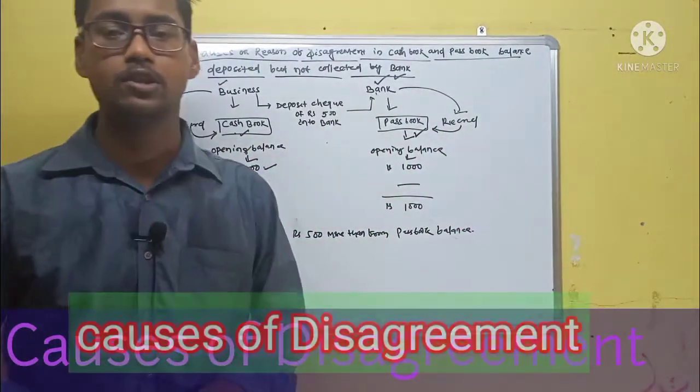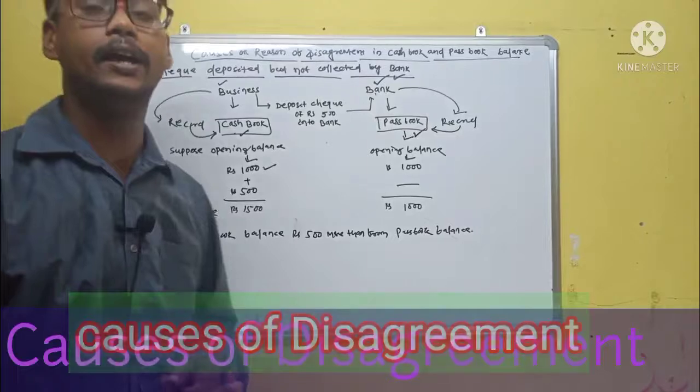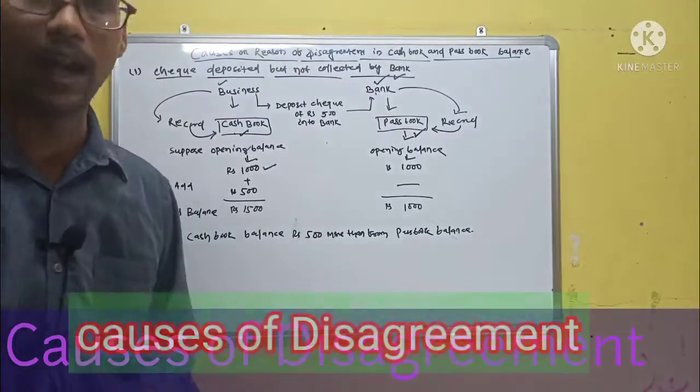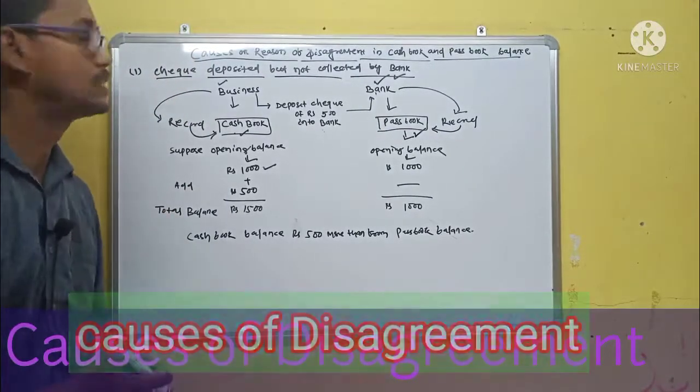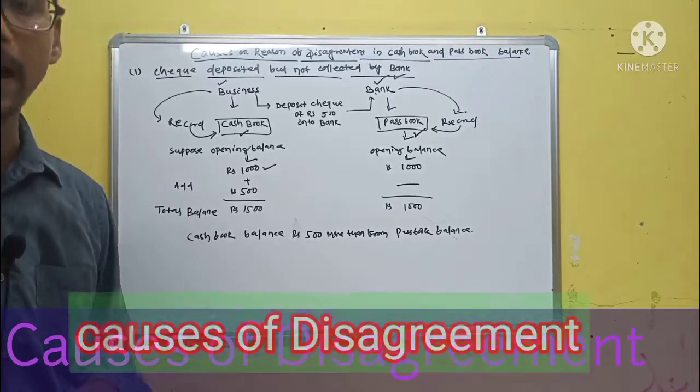Hello everyone, today I will discuss the causes of disagreement in cash book and passbook balance. So the first cause is a check deposited but not collected by the bank.